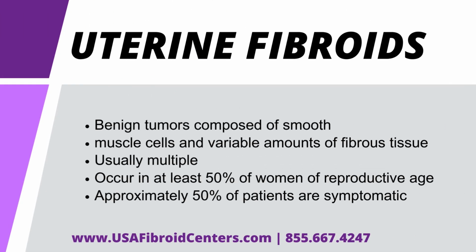So uterine fibroids are benign tumors that grow in the wall of the uterus. They're composed primarily of smooth muscle and fibrous elements. They're usually multiple. At least 50% of women in the world experience fibroid disease or have fibroid disease, and about 50% of those are symptomatic enough to warrant treatment.